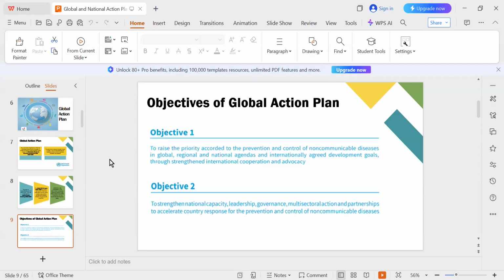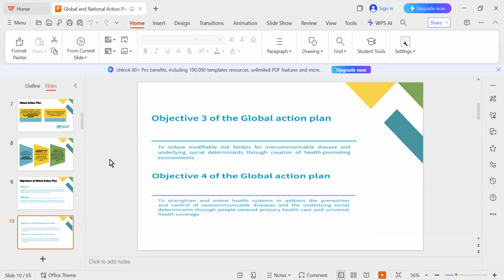There are 6 objectives of the Global Action Plan. Objective 1 is to raise the priority accorded to the prevention and control of non-communicable diseases in global, regional, and national agendas and internationally agreed development goals through strengthened international cooperation and advocacy. Objective 2 is to strengthen national capacity, leadership, governance, multi-sectoral action, and partnerships to accelerate country response for the prevention and control of non-communicable diseases.